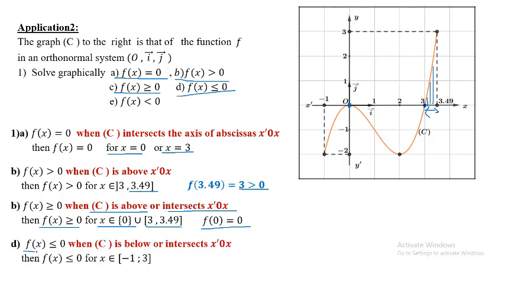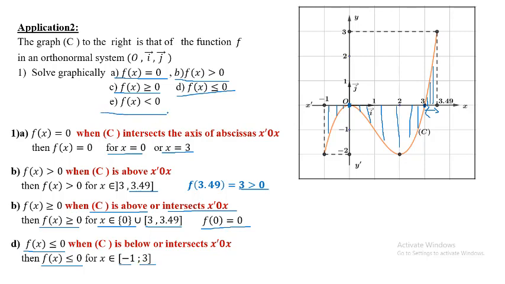Now D: f of x less than or equal to 0. Color the region in which f of x is less than or equal to 0. It is very clear. This is the region in which C is below the x'x axis. Then the solution of the inequality f of x less than or equal to 0 should be x belonging to the closed interval [-1, 3], closed at -1 and at 3.